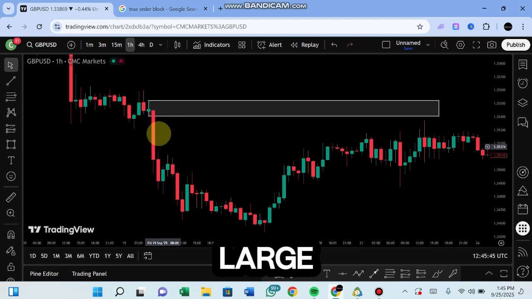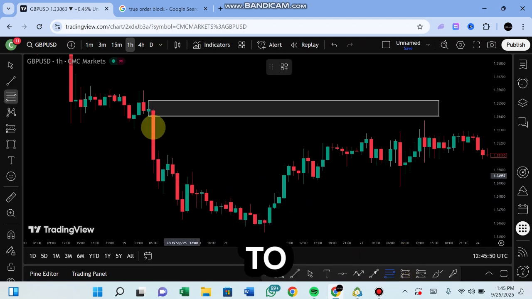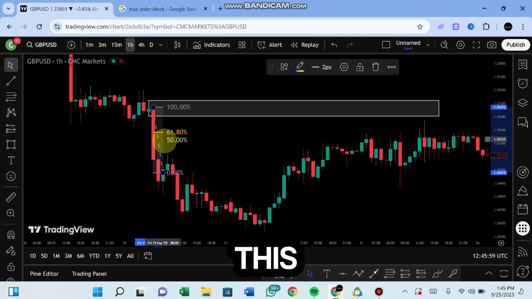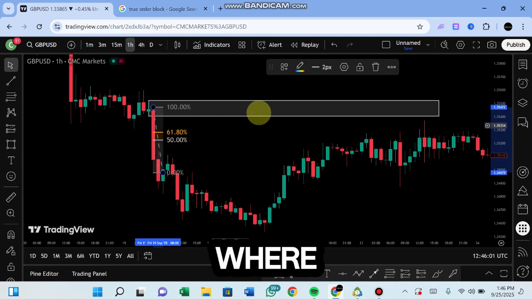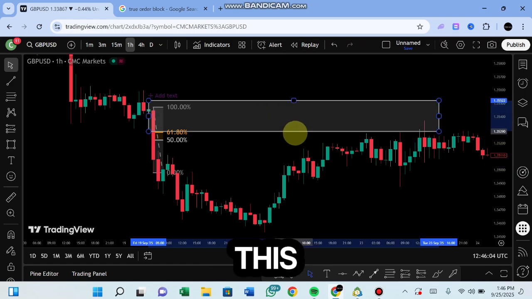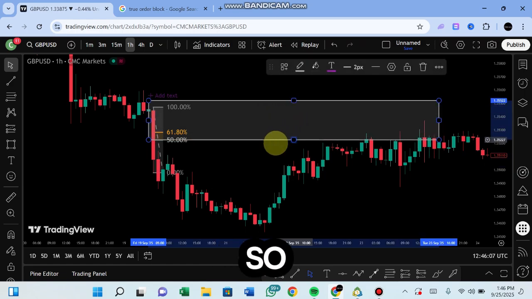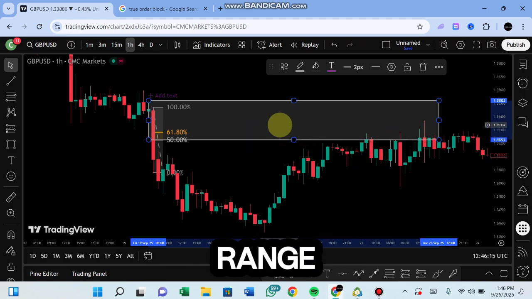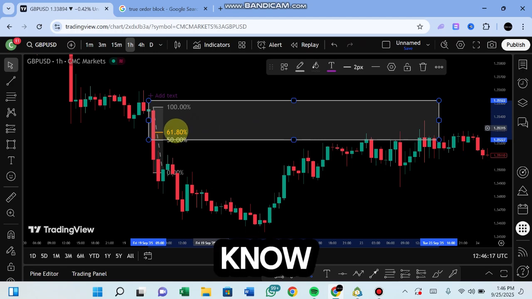So when you see a large imbalance, what do you do? Make use of the Fibonacci retracement tool. What you do is drag it from the wick of the candle to the end of the wick. Then see, this is your 50%. This is where you should take your trades from. So I'm going to drag this to our 50% mark. Price usually eventually enters into this particular range, between 50 and 61%, and then you get our order block. So when you see a wide fair value gap, this is what you should do.